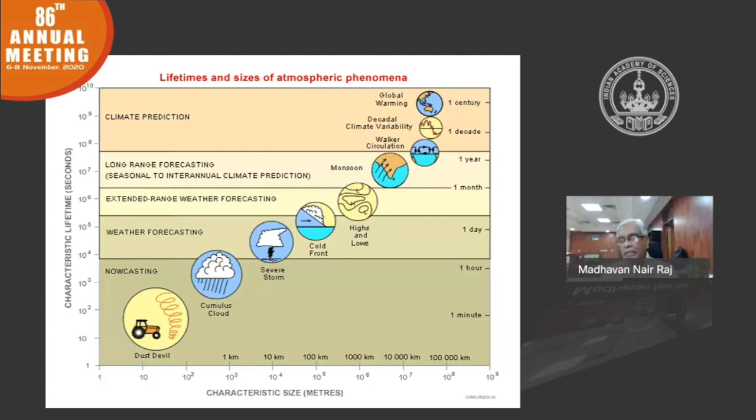Our predictability limit comes very small. So we cannot do it, for example, 1 month in advance. We cannot predict a thunderstorm will occur over, for example, Bangalore. It's not possible. If somebody is predicting, please don't believe it. It's wrong.